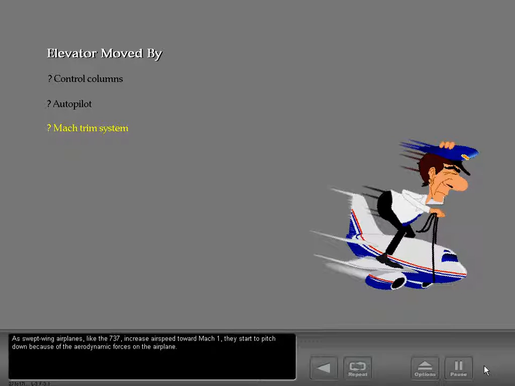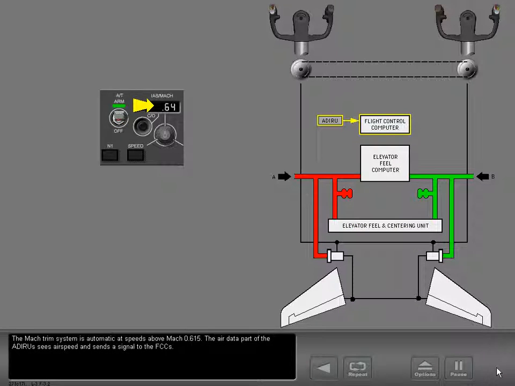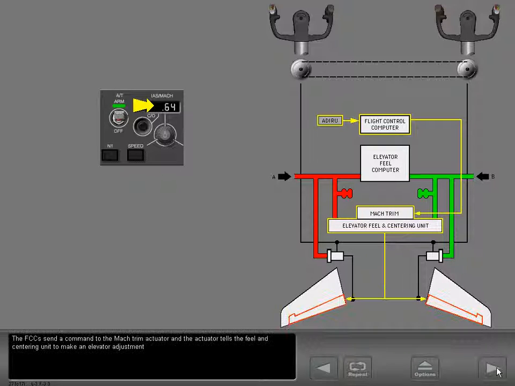As swept-wing airplanes, like the 737, increase airspeed toward Mach 1, they start to pitch down because of the aerodynamic forces on the airplane. The Mach trim system is automatic at speeds above Mach 0.615. The air data part of the ADIRUs sees airspeed and sends a signal to the FCCs. The FCCs send a command to the Mach trim actuator, and the actuator tells the feel and centering unit to make an elevator adjustment.